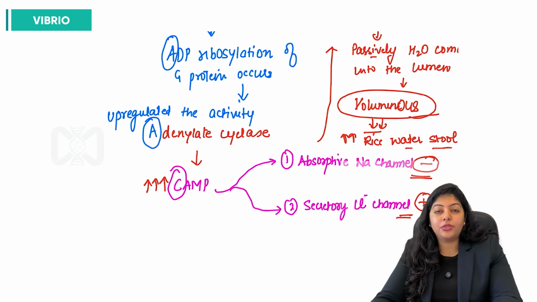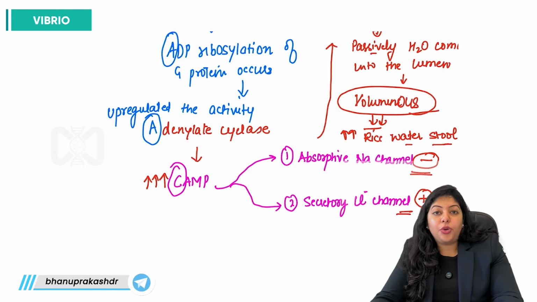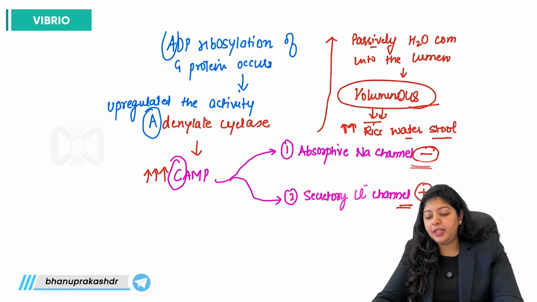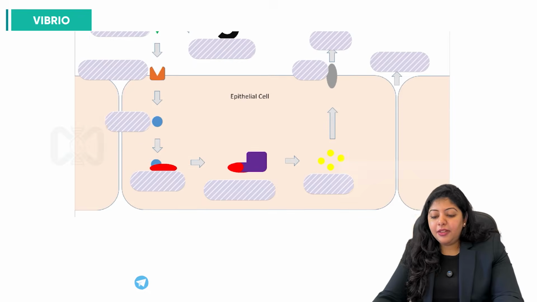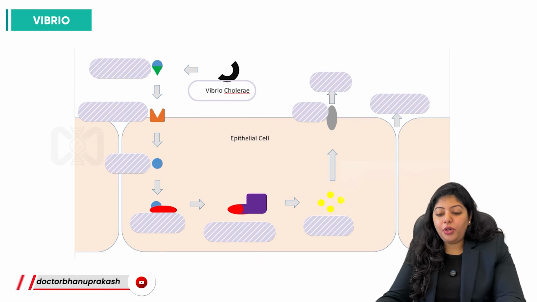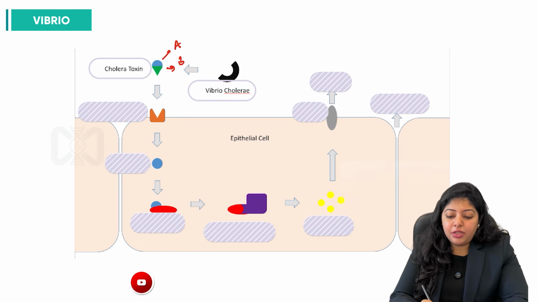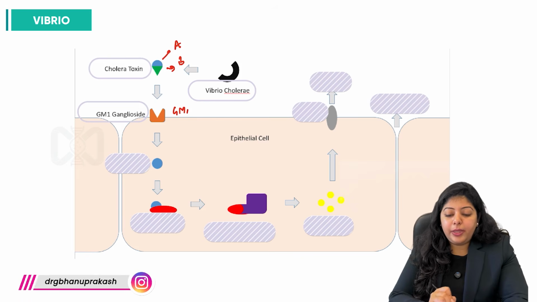This is the cholera toxin mechanism, which explains why there is so much water in this type of diarrhea, or Vibrio cholerae diarrhea, right? We can see that with the help of this picture. So this is the Vibrio cholerae. We said it has two fragments, fragment A and fragment B. B is the binding fragment. This is cholera toxin, right? B attaches to GM1 ganglioside. So this is GM1 ganglioside.